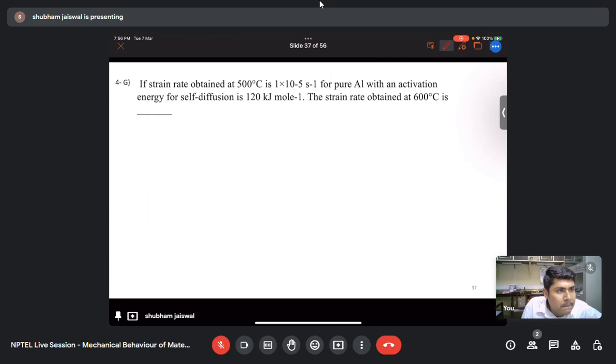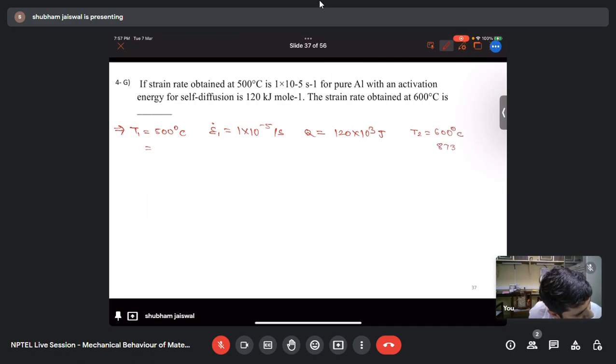So anyone? Okay, so let's solve. We'll first write down the data given in the problem. T1 they have given as 500 degrees Celsius, and the strain rate is 1 into 10 to the power minus 5 per second. The activation energy Q is given as 120 into 10 to the power 3 joule. They have given T2, that is 600 degrees Celsius, which is 873 Kelvin, and T1 is 773 Kelvin. They are asking us to find out epsilon 2.